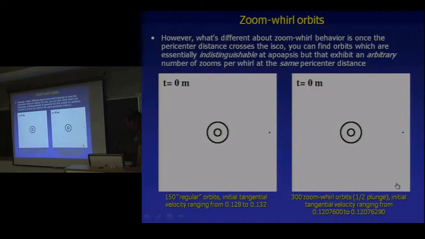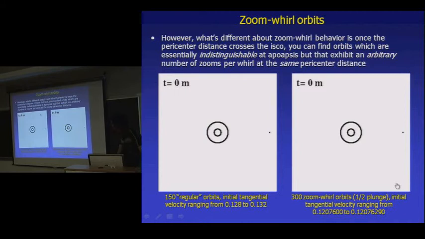It's an interesting contradiction, I'll get to it in the next slide. But in some sense, what distinguishes them is that they're essentially unstable orbits. So one aspect is extreme sensitivity to the initial conditions. For example, here I'm showing 150 regular orbits, non-zoom-whirl orbits, where I've changed the initial tangential velocity by one part in 10. It's a uniform range in the initial velocity. Of course, as the dynamics proceeds there's going to be some spreading of trajectories over time. But the difference with zoom-whirl orbits is that it becomes exponentially sensitive to the initial conditions.